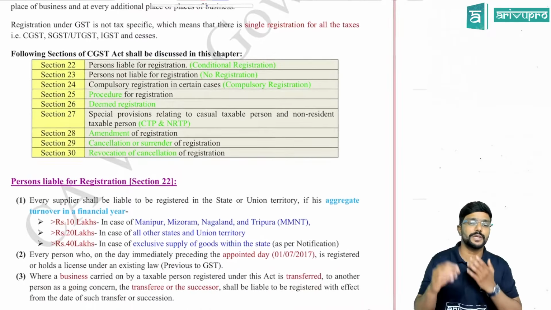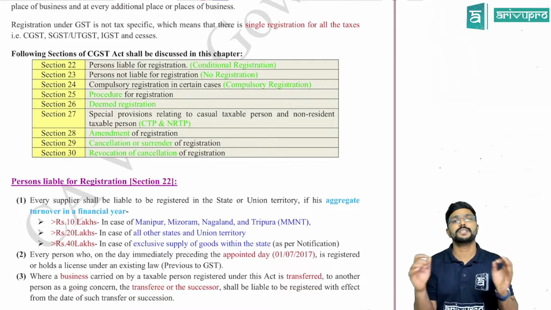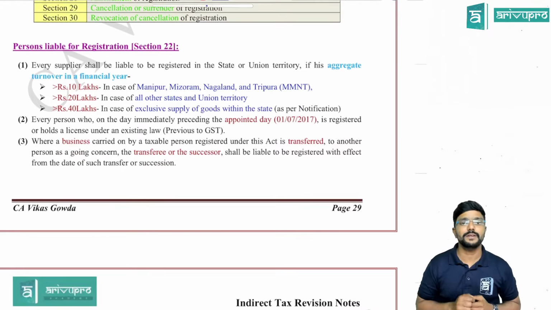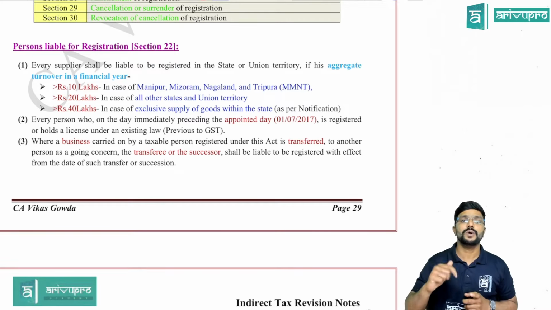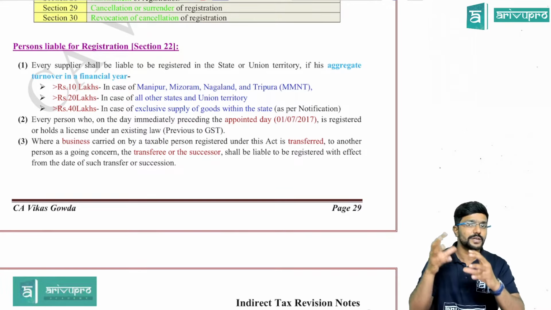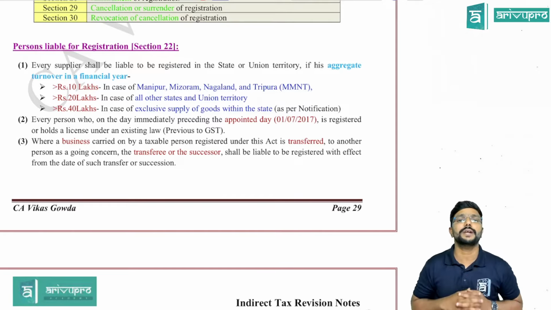Sections 22 to 30 of the CGST Act talk about registration. What each section talks about, I have given it here. We'll cover it one by one. First, section 22 talks about who is supposed to get registered. We call this conditional registration. That is, if you are covered under this criteria, then you have to get registered.